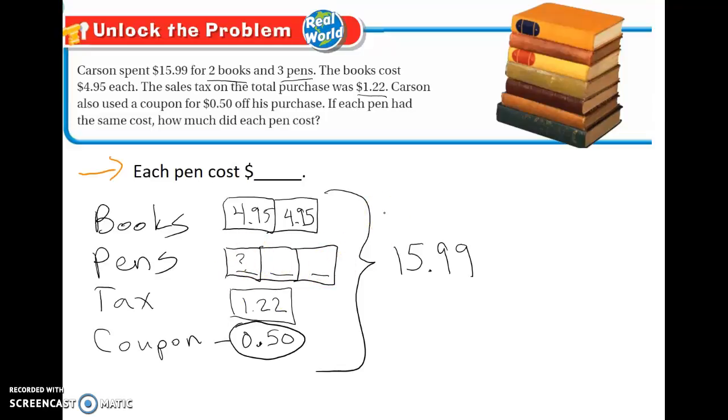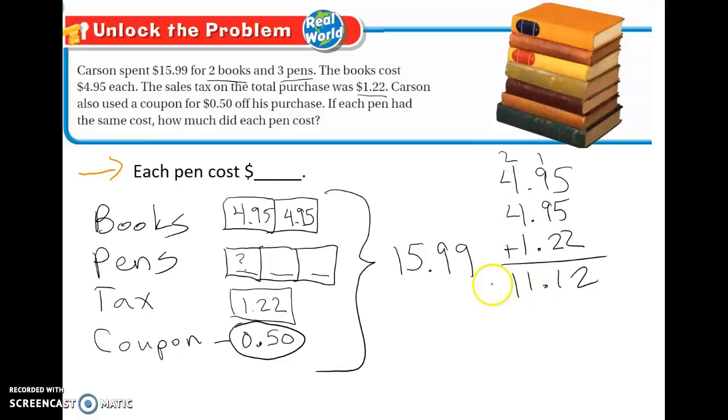So over here I can do $4.95 plus $4.95 plus $1.22. That's what he spent on books and then tax. And then I know that he had a coupon to save 50 cents, so I'm going to subtract the 50 cents to get the amount that he spent altogether.